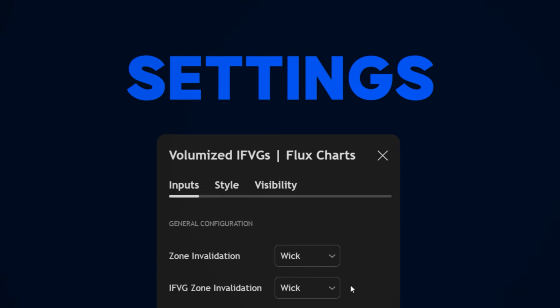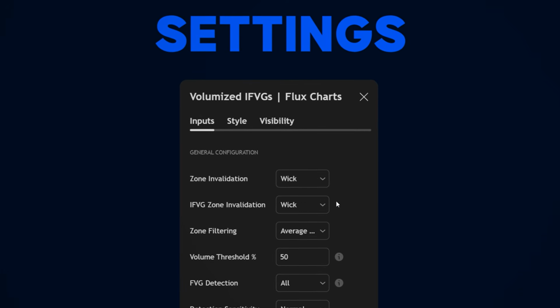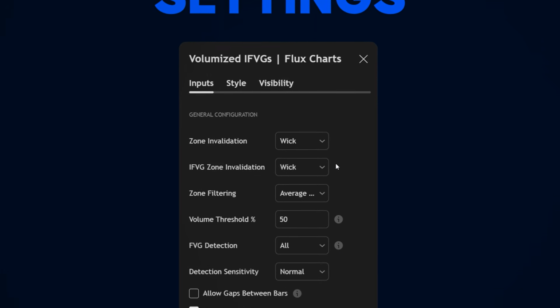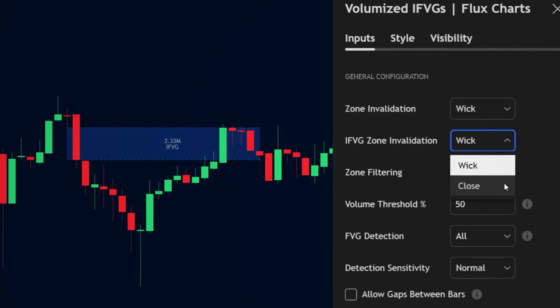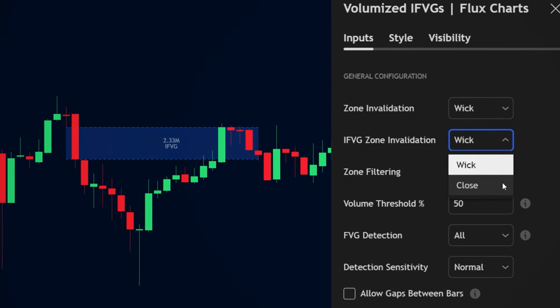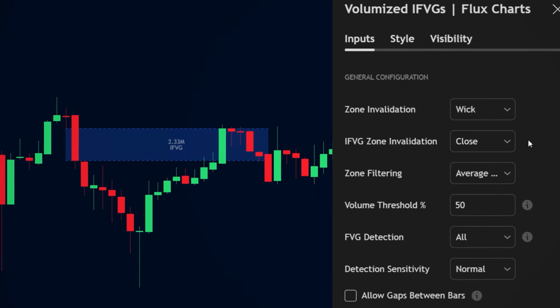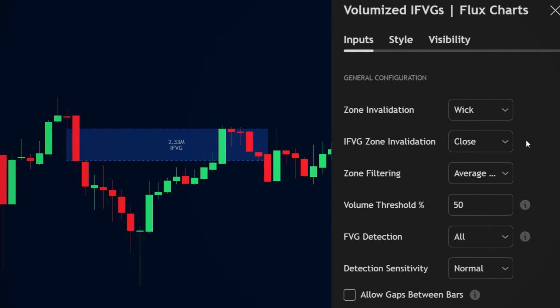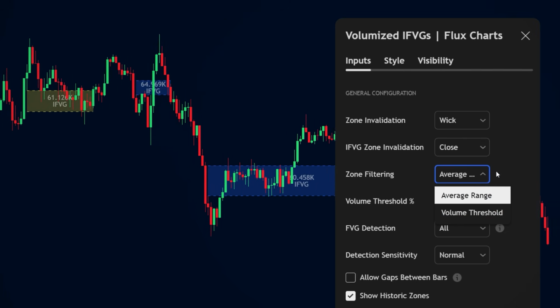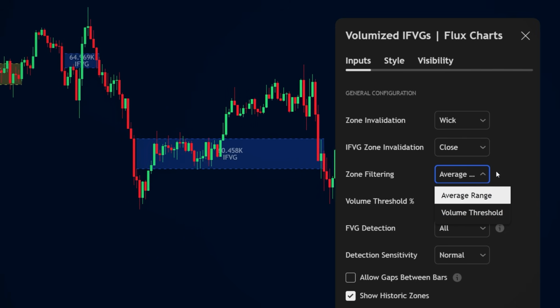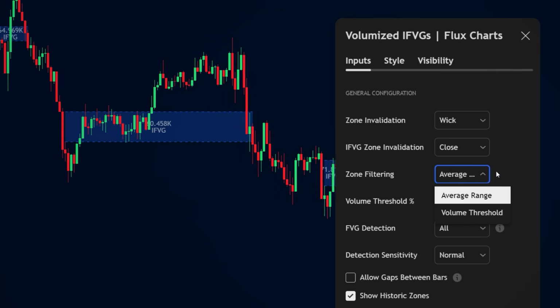Now, let's talk settings, because how you configure this script decides what actually shows up on your chart. First, you control how gaps are invalidated, by wick or by close. Wick means the instant price breaks through the far edge of the gap, it flips. Close means you wait for a candle to fully close beyond it. Next, zone filtering. ATR filtering makes sure only gaps larger than the average true range get plotted, so tiny, irrelevant gaps in chop never make the cut.